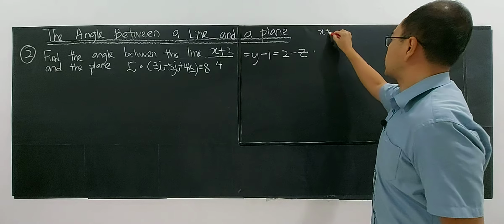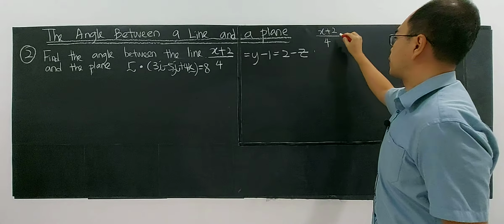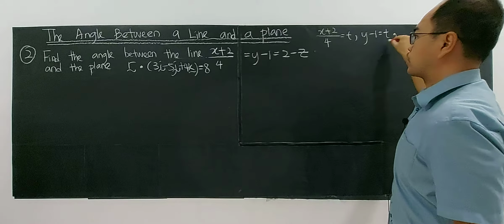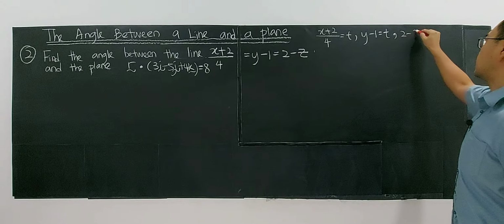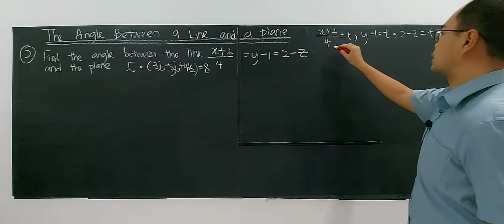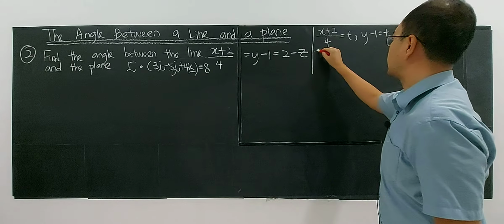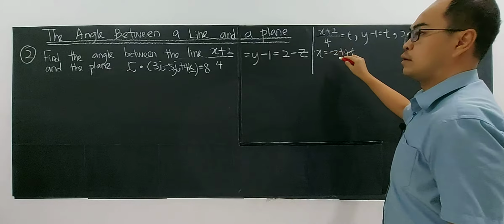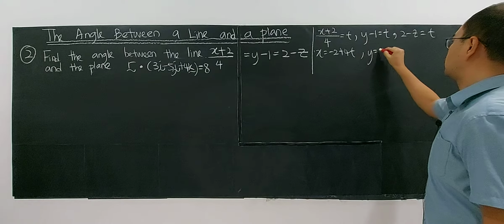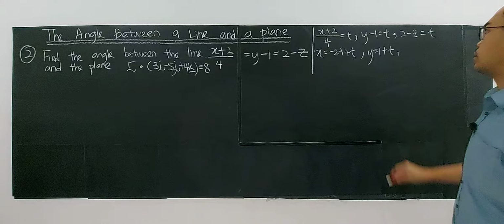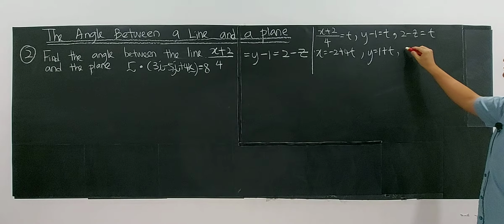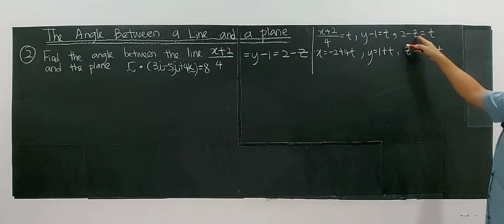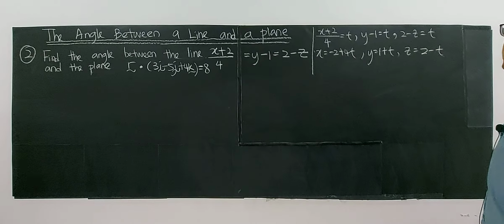As we convert this to parametric form, so t, why do I convert to parametric form? So that I can get the direction, right? Rearranging this, I get x to be -2 plus 4t, and y to be 1 plus t, and z to be 2 minus t.